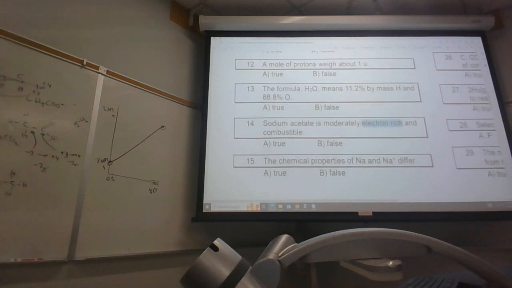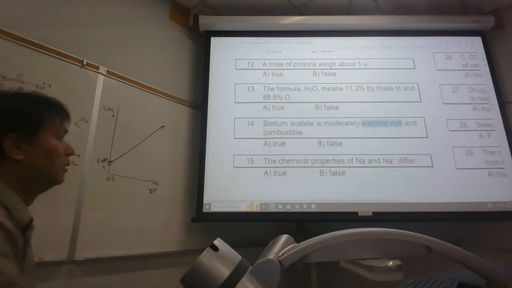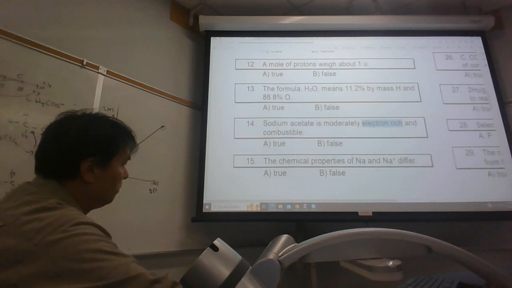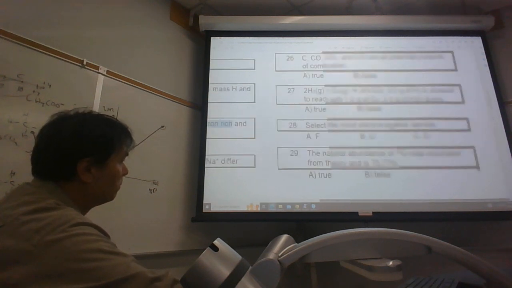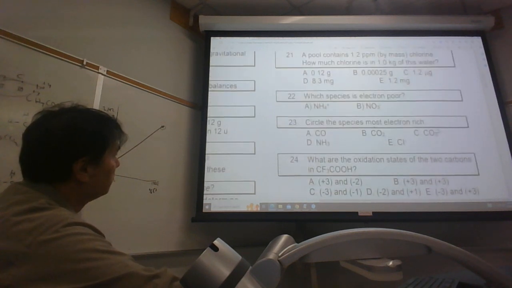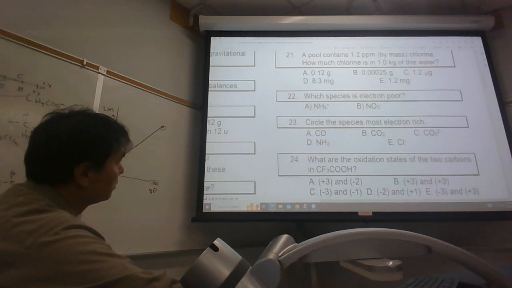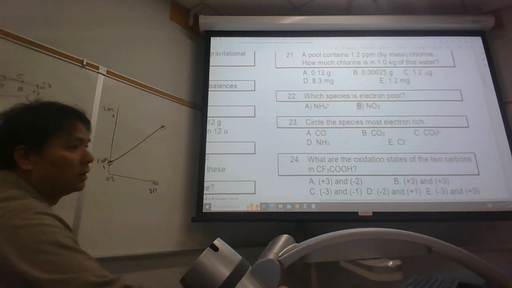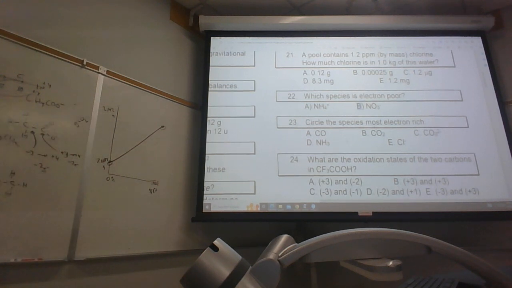So it's on topic 22, which is electron poor. I didn't really think about it very much, and I just said that the A was poor. So it was plus. It's false. That's wrong. B is electron poor. Whenever you do electron poor, electron rich, you have to do the oxidation state.